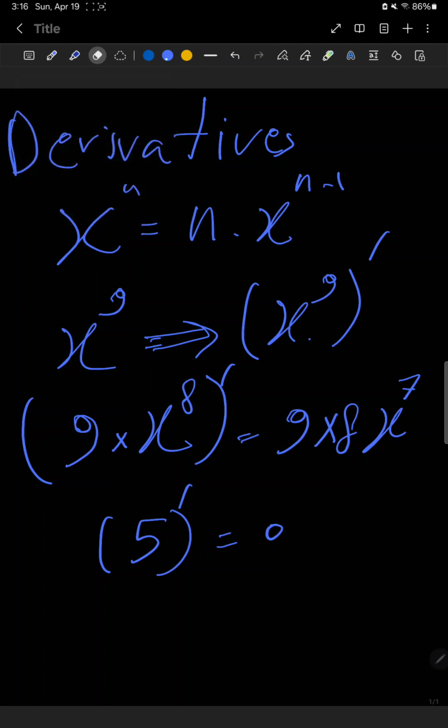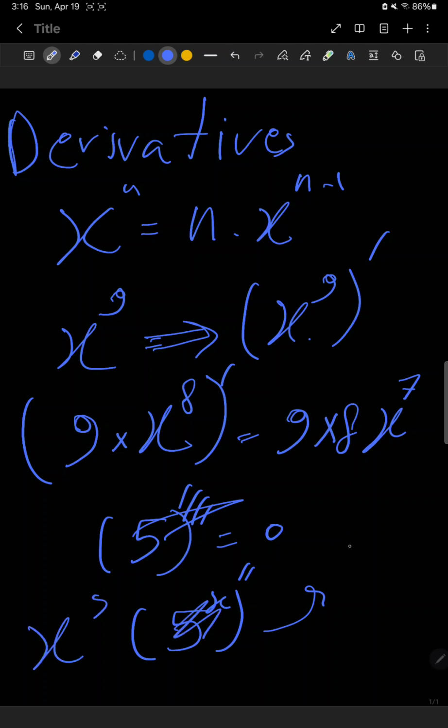When they put 2 primes on something, like what is x to the power of 5 with 2 primes? You calculate the first prime, which is 5x to the power of 4. This is the first prime. Then you calculate the second prime, which is 5 times 4 times x to the power of 3.